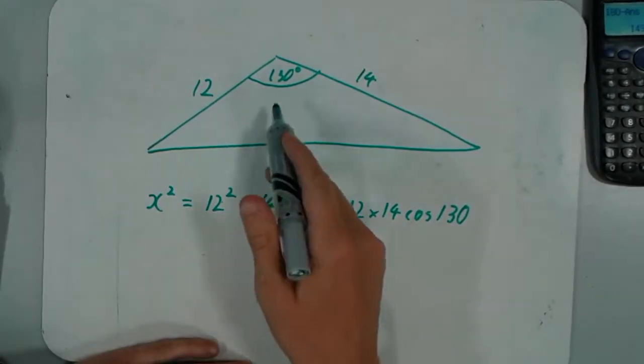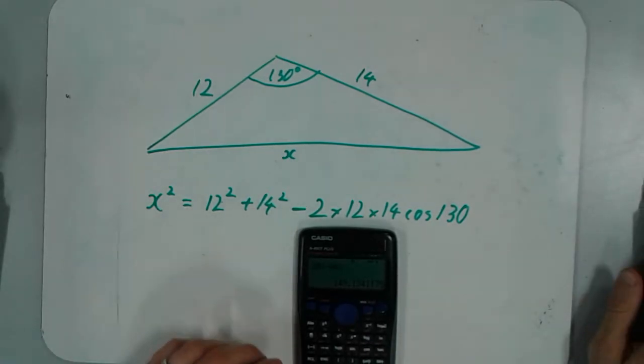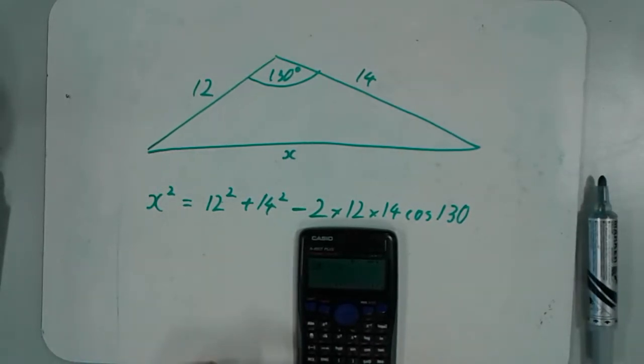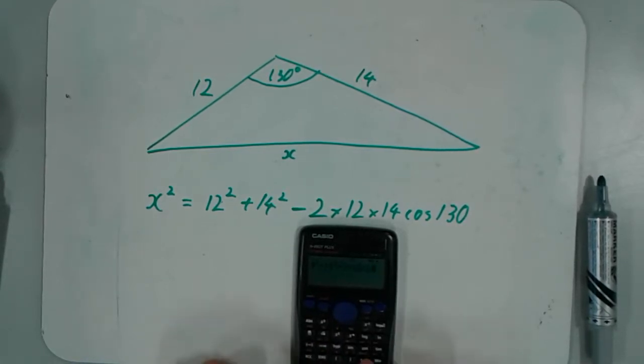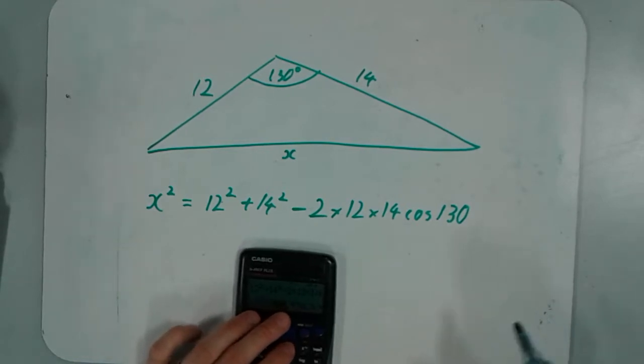Okay, so let's actually work this one out now. So we reach for our calculator and we can just put all of this in at once. So we've got 12 squared plus 14 squared minus 2 times 12 times 14 cos of 130. That gives us 556, let's call that.